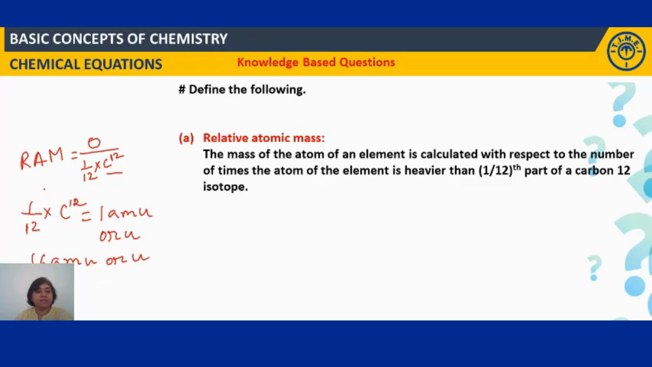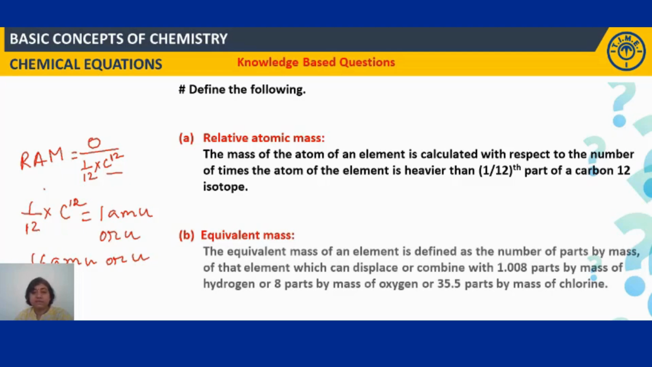Let's see the other definitions. Equivalent mass. Already you have studied about equivalent mass. Okay. So let us see first the definition. The equivalent mass of an element is defined as the number of parts by mass of that element which can displace or combine with 1.008 parts by mass of hydrogen or 8 parts by mass of oxygen or 35.5 parts by mass of chlorine. Okay, I will explain this to you. Fine? Okay.